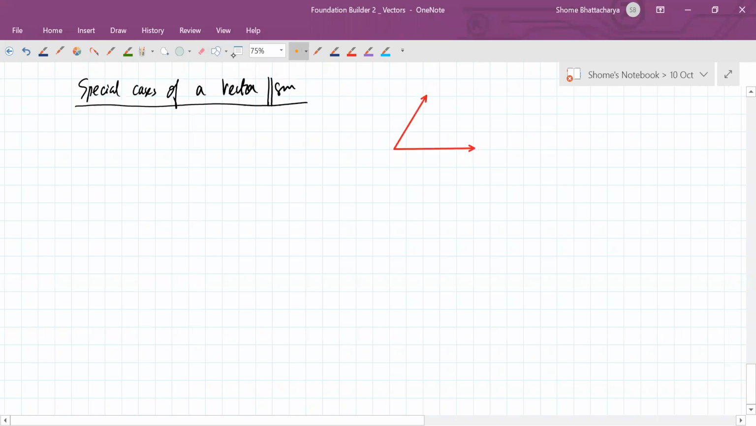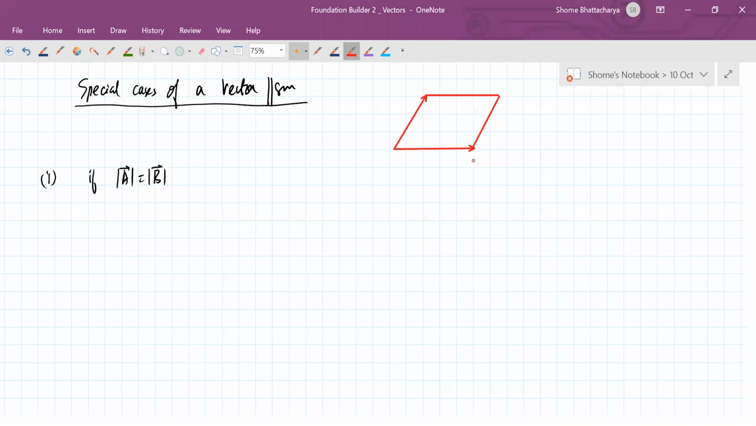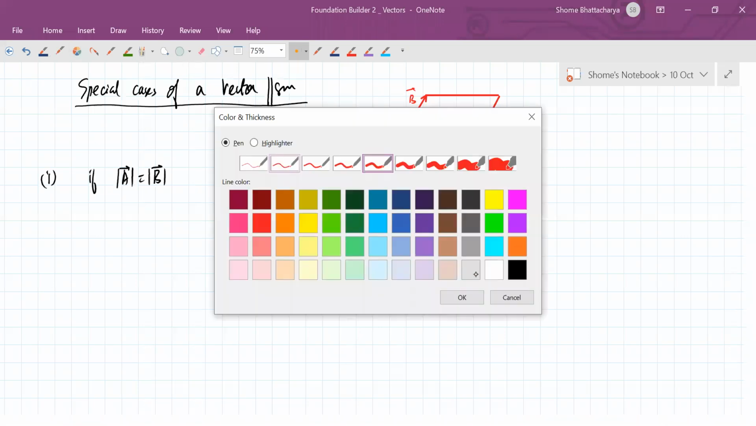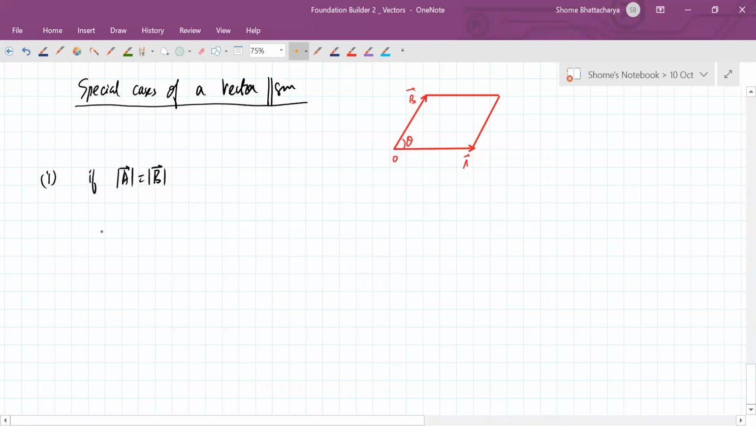So this is an arbitrary parallelogram. Now next let's understand some special cases of this. So the first one is if magnitude of vector A is equal to magnitude of vector B. Okay. So if this happens, then what that means in terms of parallelogram is that the parallelogram has equal sides. So it is a rhombus.